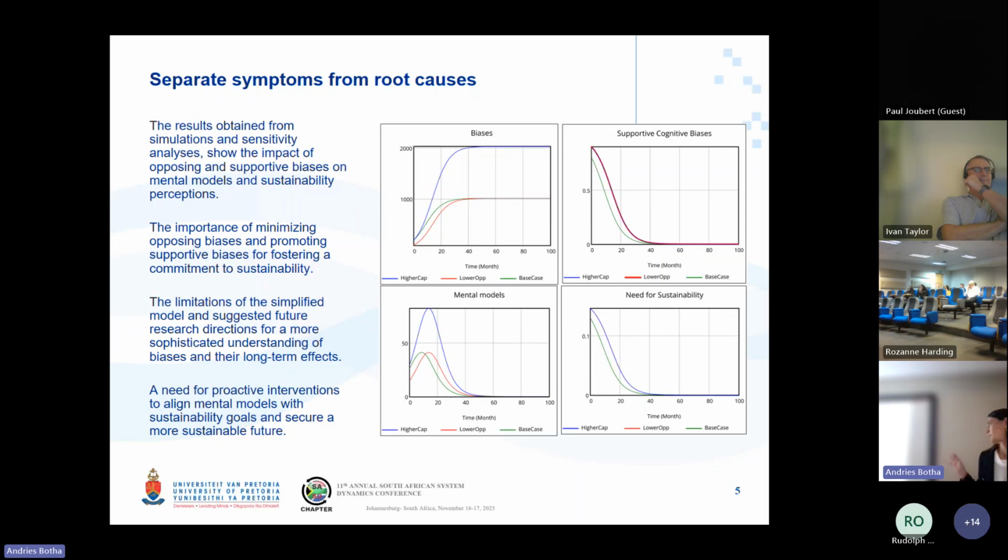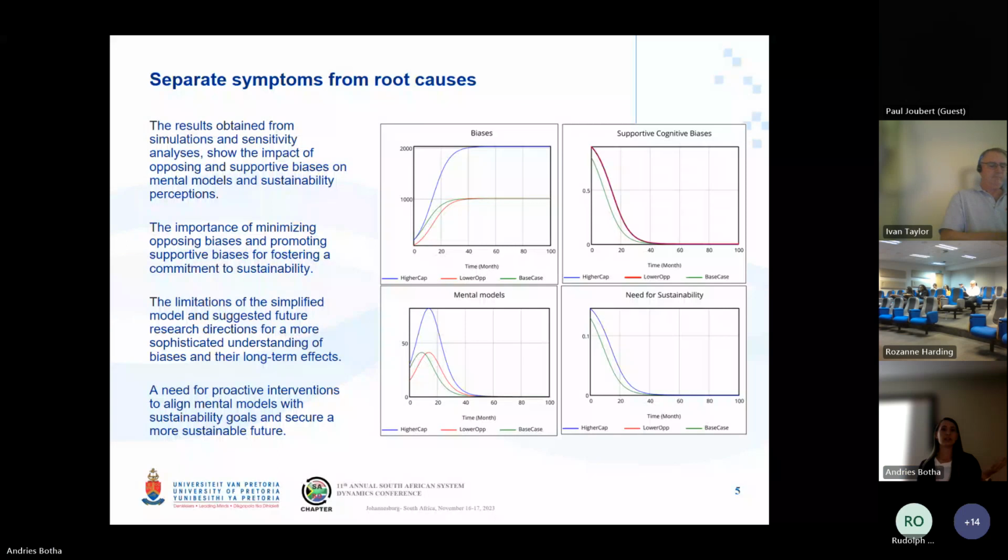Let me just explain the S-curve. So we typically see this in a limits to growth model, and this is what we also saw, that as soon as the opposing biases diminish, our whole capacity for biases is then supporting. So the whole full 1,000 would become supporting biases, and we see that our need for sustainability and our perceived need is also reached.